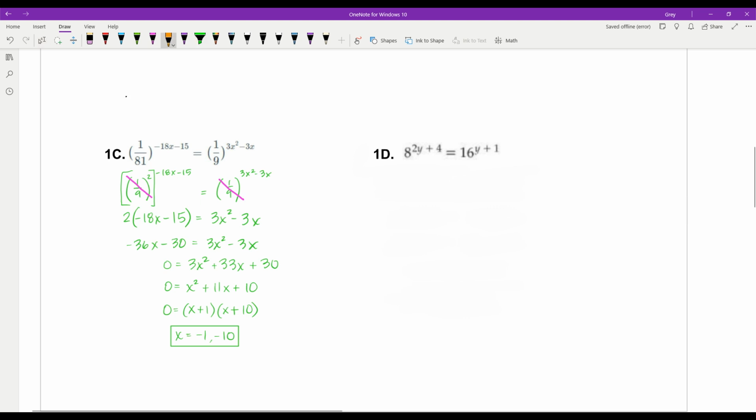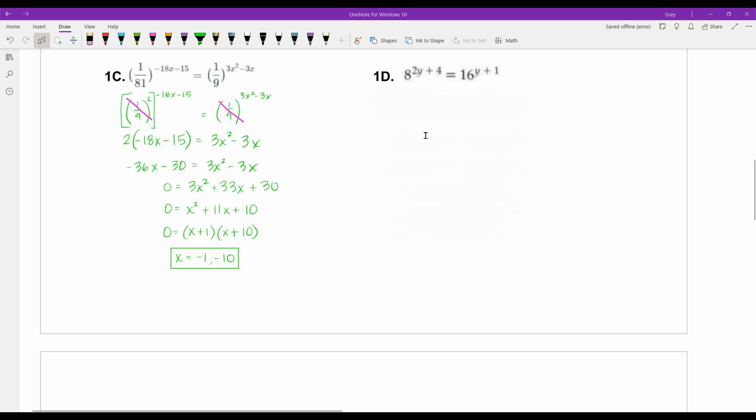All right, 8 to the 2y plus 4 equals 16 to the y plus 1. So when you're looking at this, we'll have to pause for a second. Sorry about that. So 8 to the 2y plus 4 equals 16 to the y plus 1.